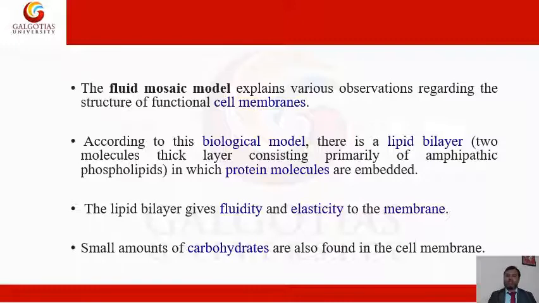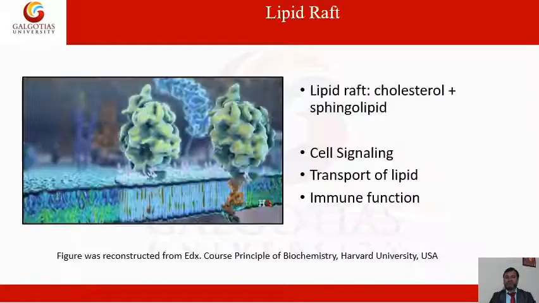The fluid mosaic model explains various observations regarding the structure and function of the cell membrane. Protein and lipid are present in the cell membrane, and apart from the protein and lipid, carbohydrate is also present. The carbohydrate is present on the outer surface of the cell membrane, which is responsible for the recognition of the cell.